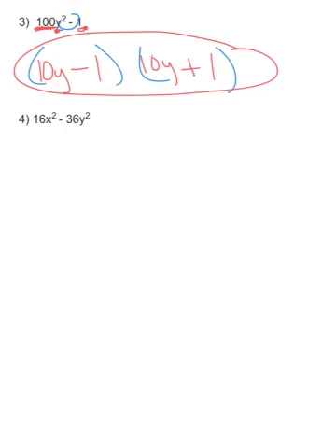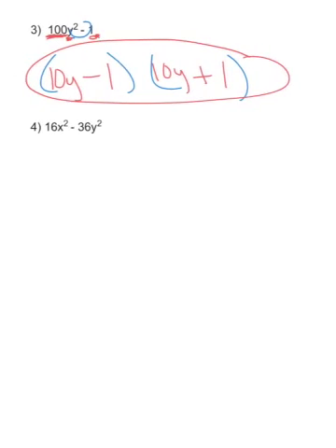Okay, so example 4, we have 16x squared minus 36y squared. Now, this one's actually going to have a greatest common factor. So our greatest common factor for 16 and 36 will be 4. So we'll factor out a 4. We don't have any variables in common. So we'll have 2 blanks here.